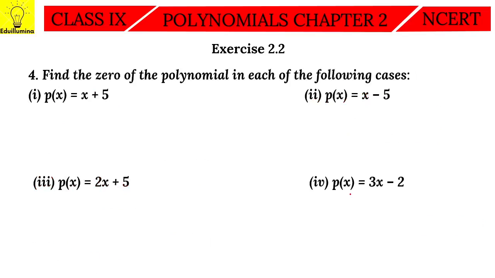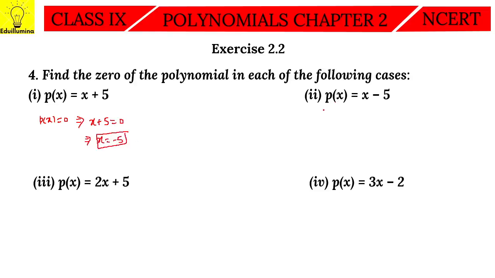And the next question is find a 0 of the polynomial in each of the following cases. So first of all, p of x equal to x plus 5. Now we know how to find the 0 of the polynomial. In order to find out the 0 of the polynomial, we will put polynomial equal to 0 and solve it for x. So put p of x equal to 0, which implies x plus 5 equals to 0. So therefore x equal to minus 5. So x equal to minus 5 is the 0 of the polynomial.